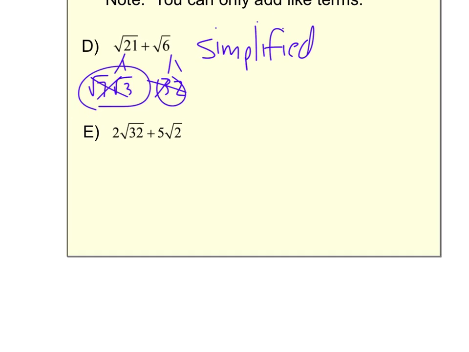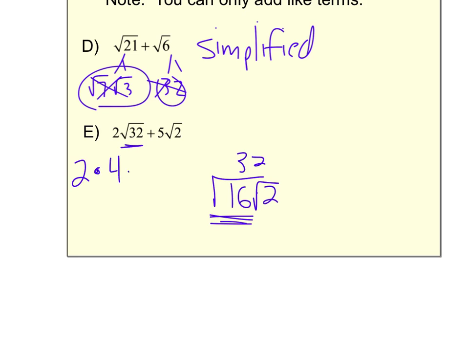Letter E, 2 square root of 32. Well, 32, and this is where once you start getting good at this, you can be a little more clever. 32, you need to take a moment and realize that 32 is nothing more than 16 and 2. And why do I take those two numbers? Well, I did that because I know square root of 16 is a perfect square. So square root of 16 is really 4 times square root of 2.